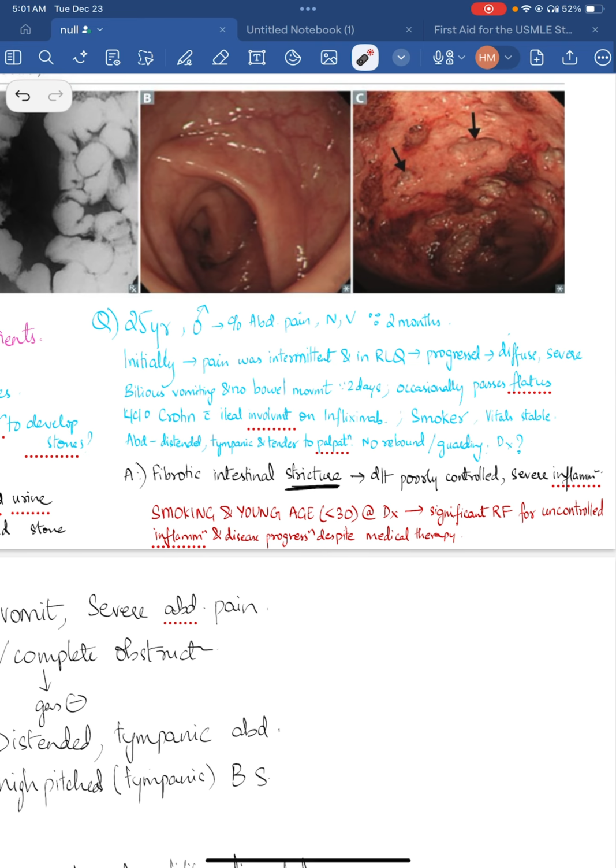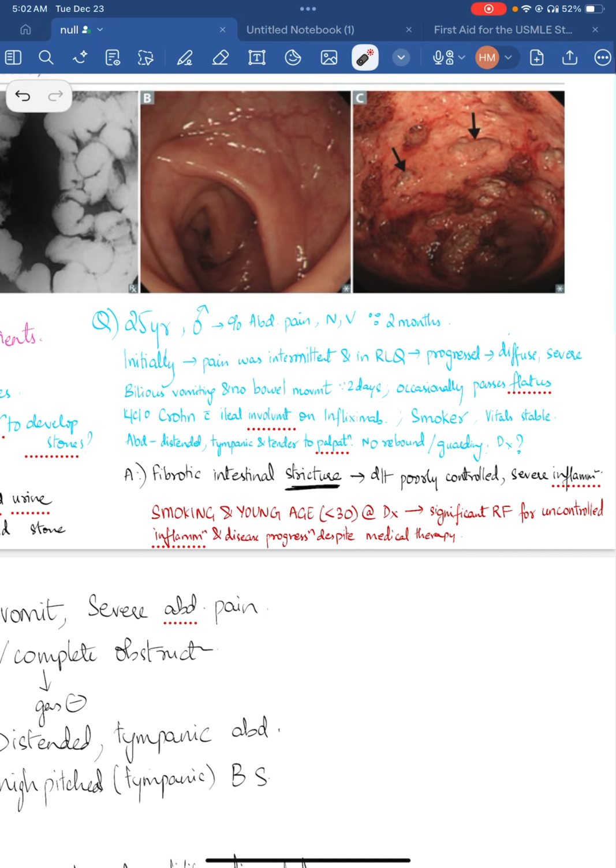As I had just mentioned, examiners love to question about the stricture and small bowel obstruction related to Crohn's disease. There was a question like this: 25-year male, complains of abdominal pain, nausea, vomiting since 2 months. Initially intermittent pain in the right lower quadrant. We said right side is Crohn's, left side is ulcerative colitis because on the left side rectum is always involved. And this pain progressed. It became diffuse and severe. The patient had bilious vomiting and has no bowel movements in 2 days. Occasionally passes flatus. What does that mean? We have a partial SBO.